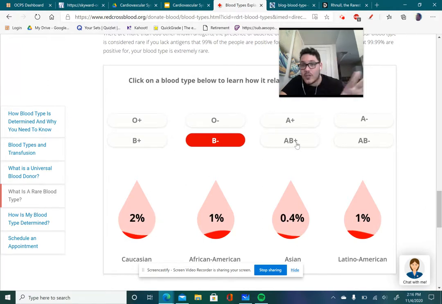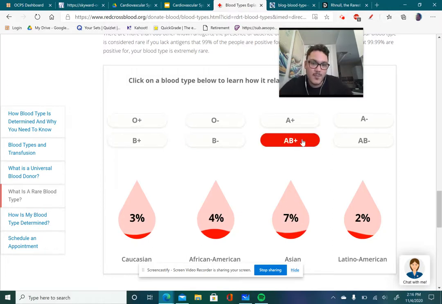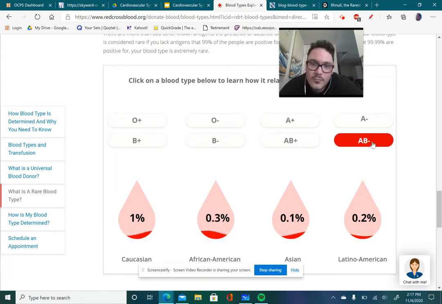AB positive, the universal recipient, the lottery winner. Someone who's AB positive, they can get blood from anyone on Earth, right? Even though this is a really good blood type to have, not a lot of people are AB positive. It just doesn't happen that often. So not as common to expect this. And then the rarest, absolute rarest blood type, AB negative. Why is AB negative so rare? Well, it's so rare because, and this is what we're about to talk about on our whiteboard that I'm going to pull up.